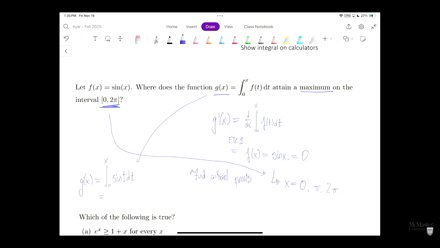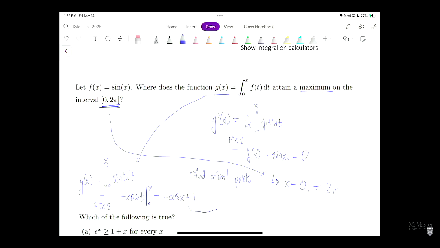Integrating sine gives us negative cosine of t, evaluated from 0 to x by our fundamental theorem of calculus number 2, which is going to give us negative cosine of x plus cosine of 0, which is 1.